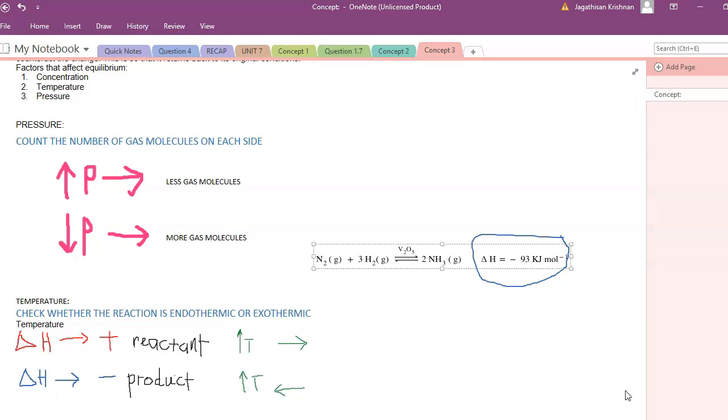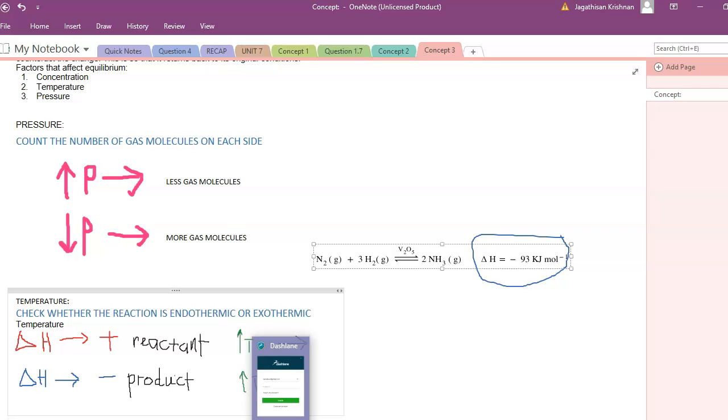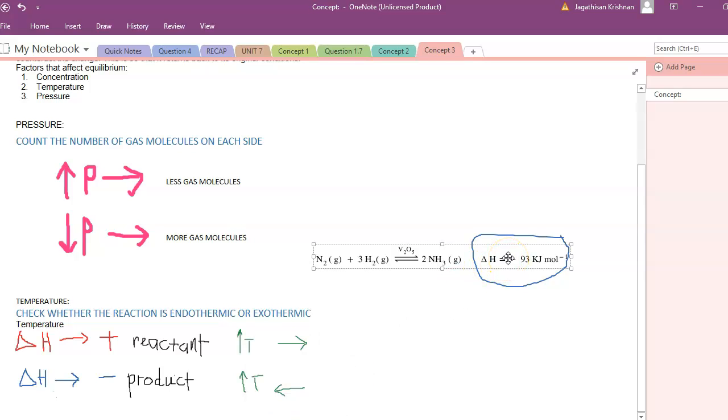So we have learned from the previous video that if the reaction is exothermic, you treat delta H as if it is a product. So when you increase temperature, you're actually shifting equilibrium towards the left, towards the reactant side. Therefore, in this case, we need to decrease temperature to increase the yield of products. So essentially, your answer could look something like this.